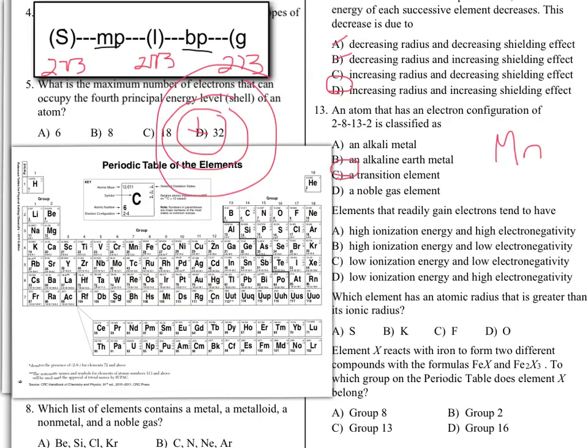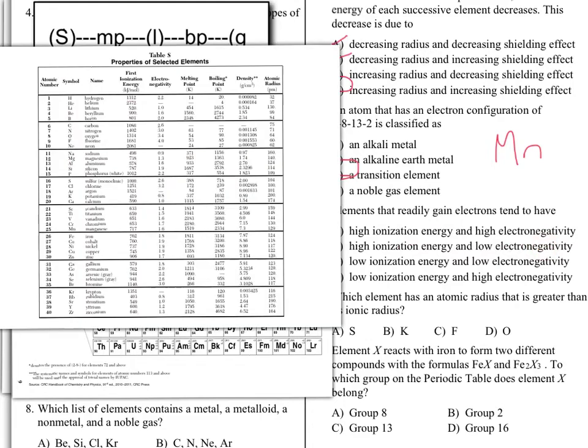Question number 14 asks us about elements that gain electrons. Elements that desire to gain electrons tend to be nonmetals. They want to gain electrons to obtain stable noble gas electron configurations. So here we're asked to characterize the ionization energy and electronegativity of nonmetals. So to do this, we're going to refer to reference table S.